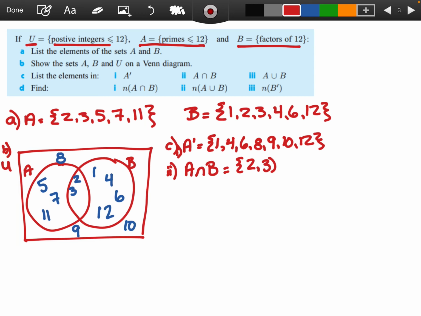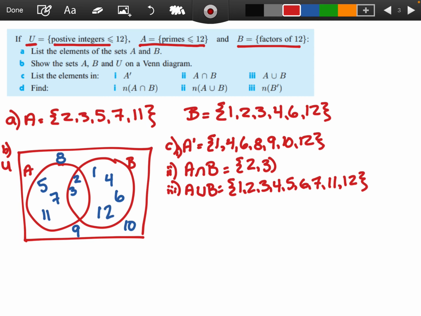And then third part, we are asked for the union of A and B. So it's everything that is in A or B or both. So this is everything that's inside any of the circles, so it just excludes 8, 9, and 10 on the outside. So 1, 2, 3, 4, 5, 6, 7, 8, 9, 10 on the outside, 11, 12.